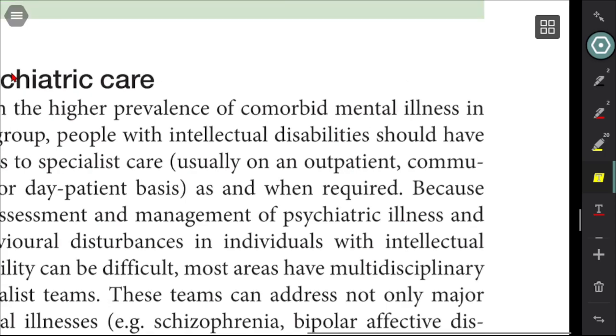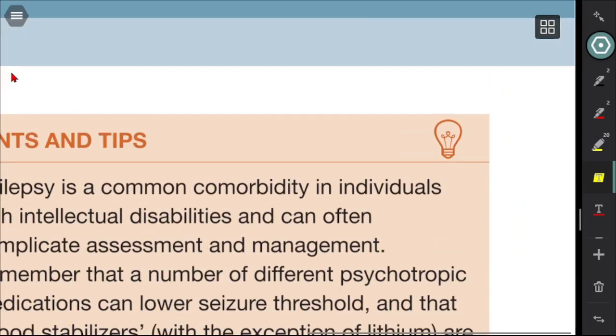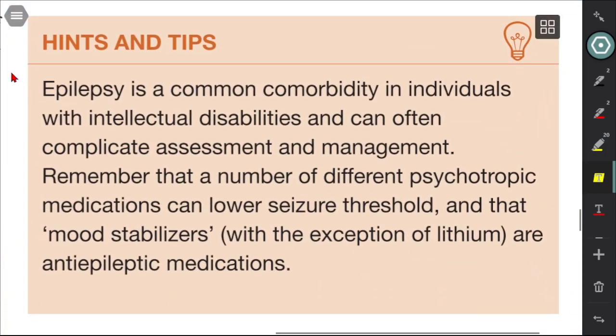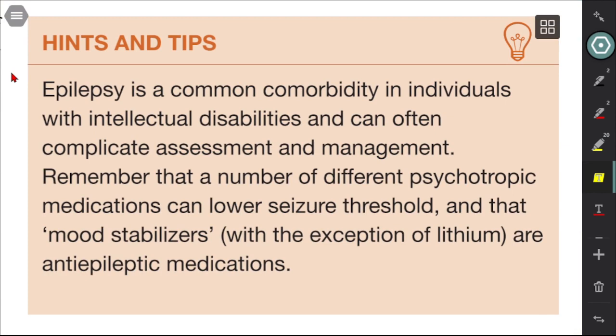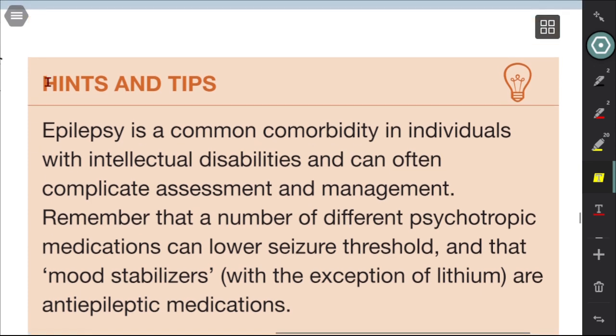Okay. So, hints and tips. Epilepsy is a common comorbidity in individuals with intellectual disabilities and can often complicate assessment and management. Remember that a number of different psychotropic medications can lower seizure threshold, and that mood stabilizers, with the exception of lithium, are anti-epileptic medications. Okay.